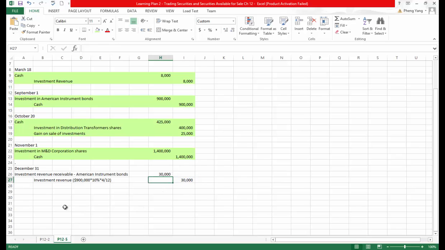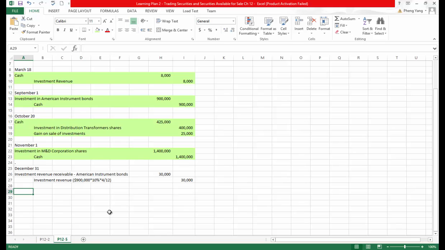Okay. So this entry is saying that we've earned $30,000 in interest revenue for the American Instruments bonds. Even though they haven't paid us, we have to accrue interest for that amount so that our income statement is correct and our net income is correctly stated.